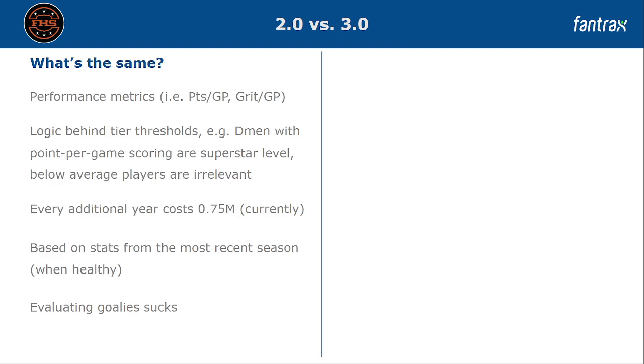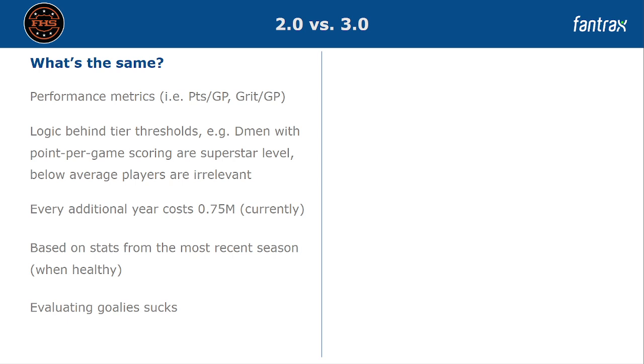So basically, what's the same? What is kept is that we are looking at the points per game and grid per game as main performance metrics. This also still keeps the same tiers, or the same logic behind the tiers, in terms of milestones or thresholds. So this is the same. Also the same is that every additional year costs 0.75 million after the current inflation updates.